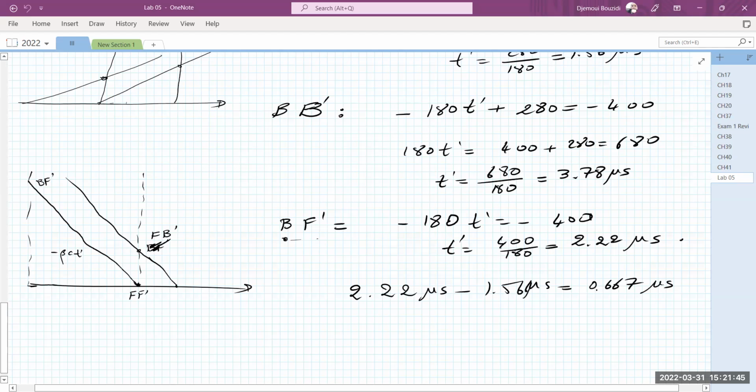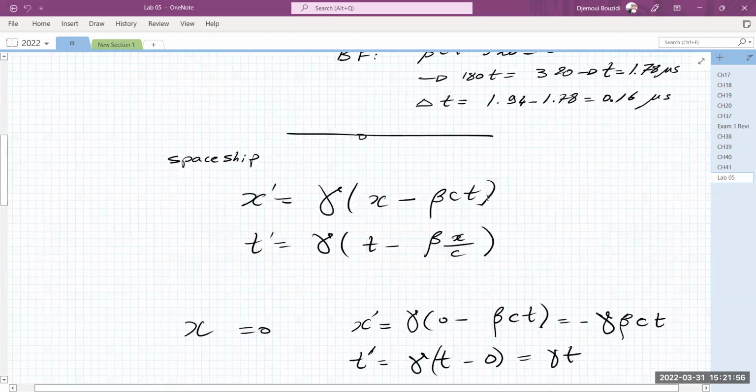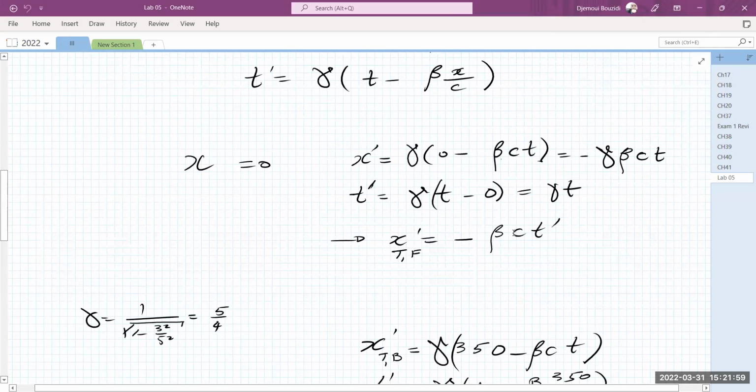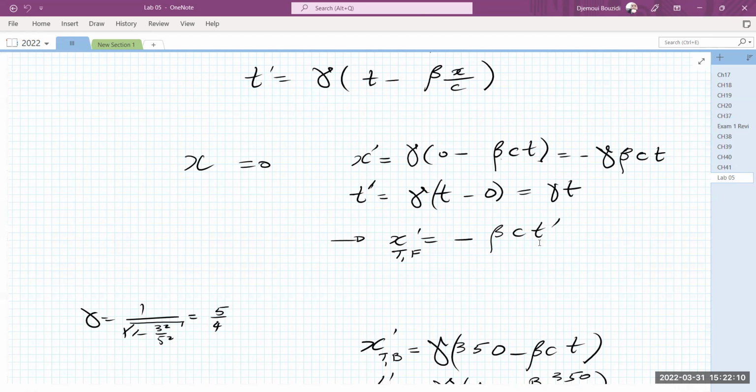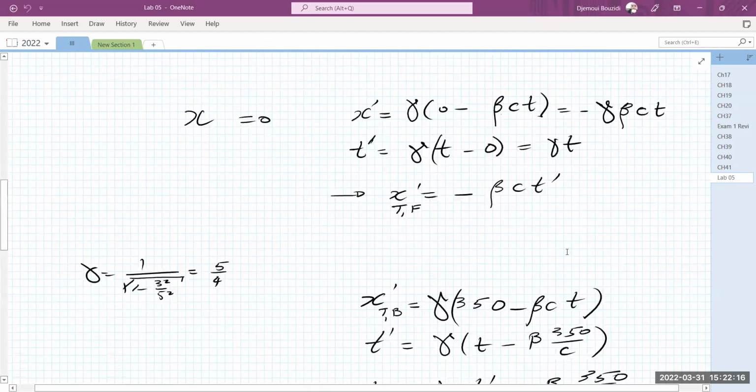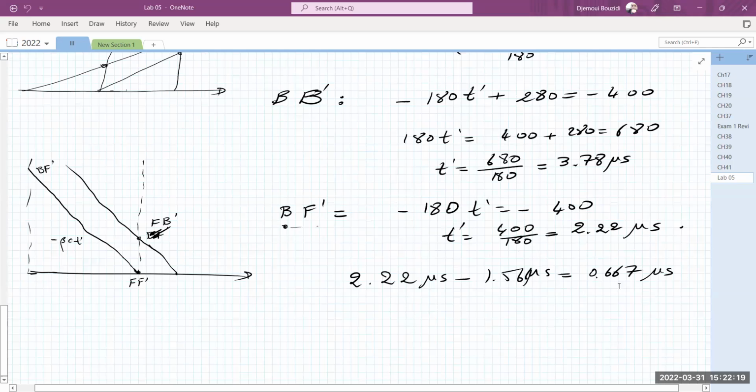Because now I am in a ship that has length of 400. My original coordinates is at 0, and the back of my ship is at negative 400. So the equation of the front of the station is given by this expression, minus beta CT, where beta C is equal to 180 in those units. So it's minus 180 T prime, and now that is equal to negative 400, the whole length of the ship. So in this case, if I do the calculations, it happens at 2.2 microseconds.